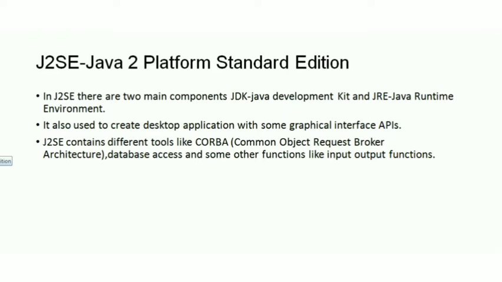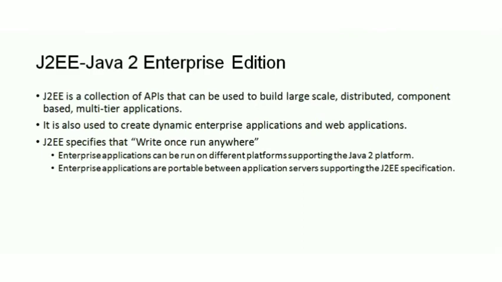Now move on to our next edition, that is J2EE, Java 2 Enterprise Edition. J2EE is a collection of APIs that can be used to build large-scale, distributed, component-based, multi-tier applications. In this, different words are used. The first is large scale, second is distributed, third is component based, and the fourth is multi-tier application. So first we have to learn what these words mean. First is large scale.